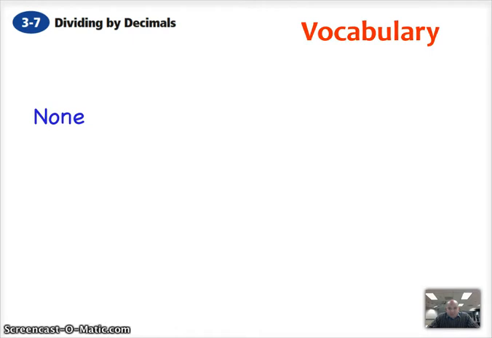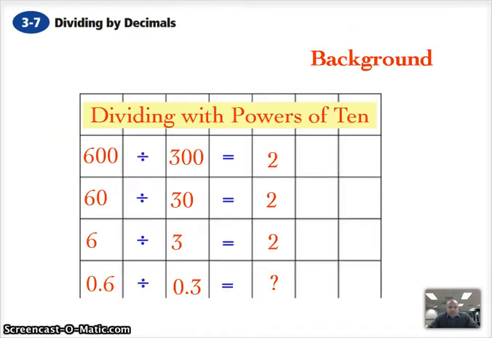No new vocabulary today, but what I do want you to do is to copy down this table. There's obviously 5 rows by 5 columns. You don't have to worry about these last 2 columns. And this is a good place to pause so you can copy it down.